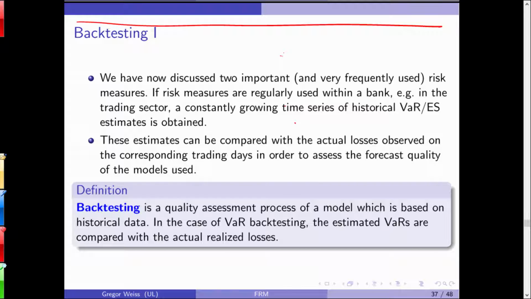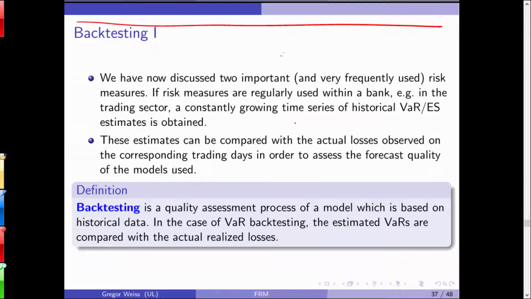We've just talked about the shortcomings of value at risk and expected shortfall. And one shortcoming and one problem associated with expected shortfall is that it is difficult to backtest. Now, if we say that expected shortfall is difficult to backtest, we have to get to know what backtesting is actually about.